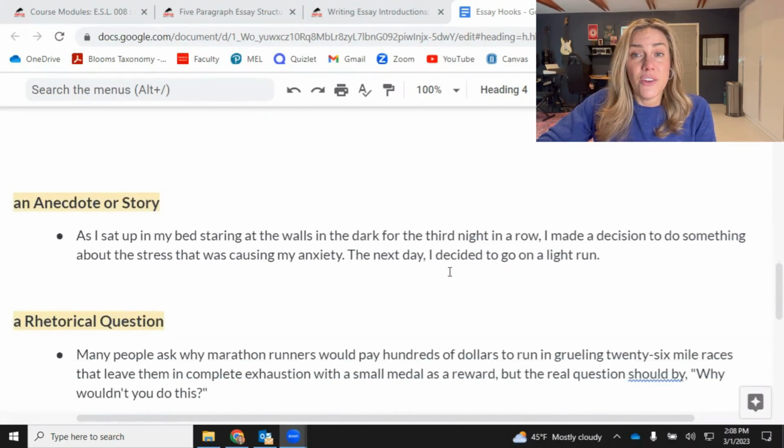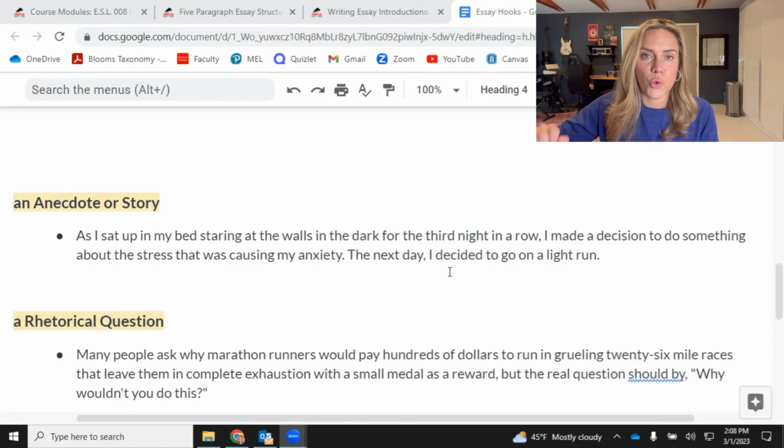And although it says something negative about running, my goal in writing this paper is to convince you that running is good. So this fact is really good for me in my paper if I chose to use it as a hook. You can also tell a story or an anecdote, which is like a story.